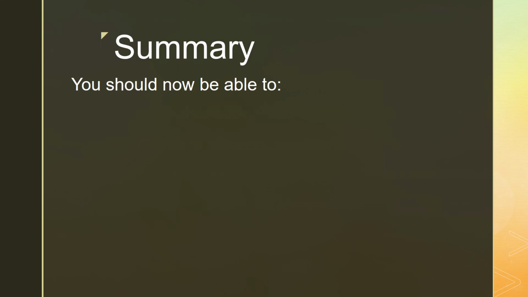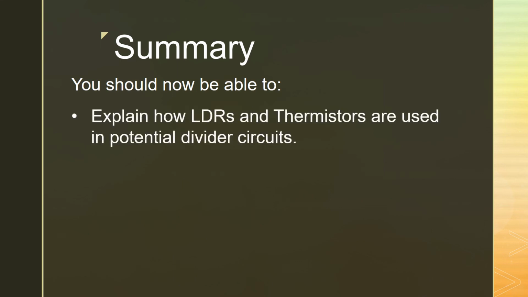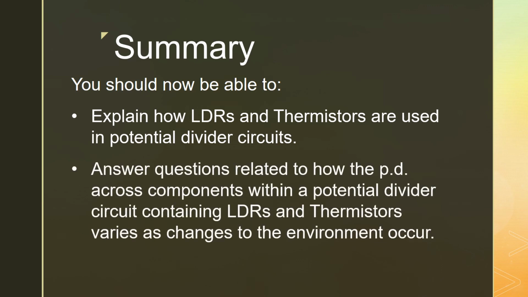Okay, just to summarize what you should now be able to do after this lesson: you should be able to explain how LDRs and thermistors are used in potential divider circuits, and you should be able to answer questions related to how the output PD, or the PD across the components within a potential divider circuit containing LDRs and thermistors, varies as changes to the environment occur. You need to be able to reproduce this step-by-step logical deduction of how we get from a change in the environment, i.e. light intensity, to a change in the output potential difference.